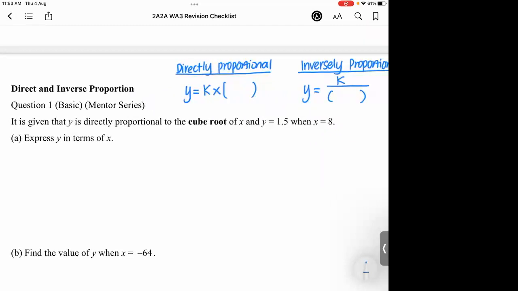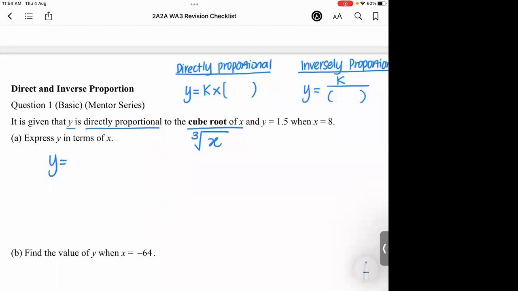Okay, first question over here is given that y is directly proportional to the cube root of x. What is the cube root symbol? Danish, do you know what's the cube root symbol? Cube root is a square root with a 3 on top. So cube root of x. So question says y is directly proportional. So what do we write? y equals k times or k divide?